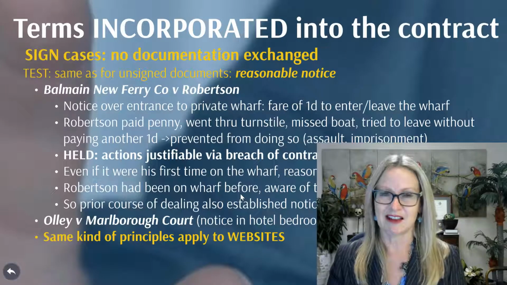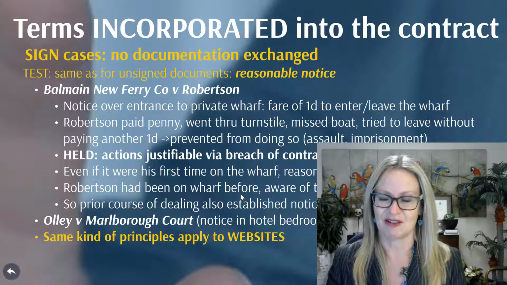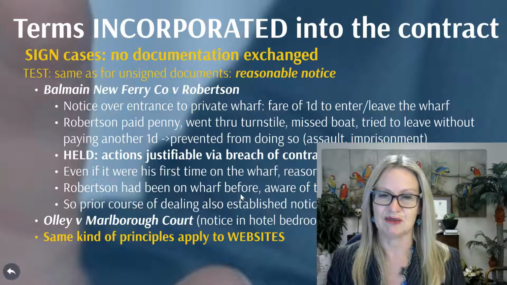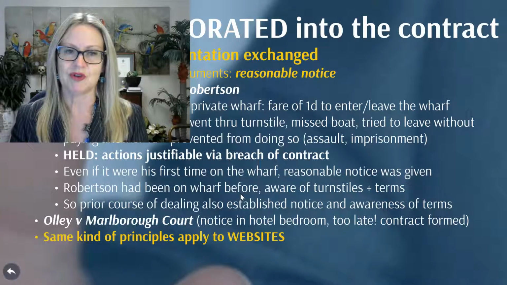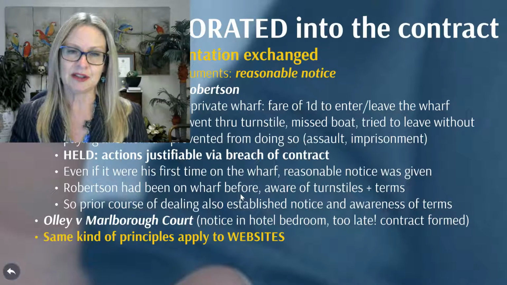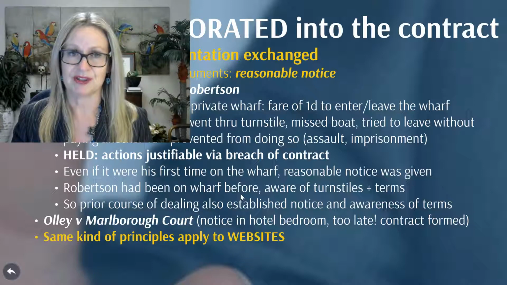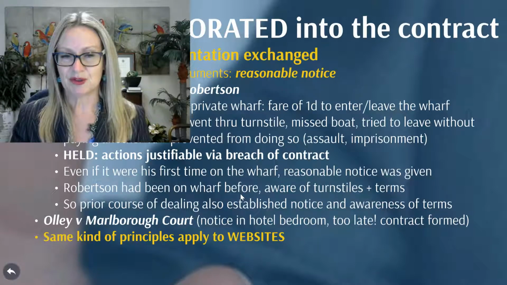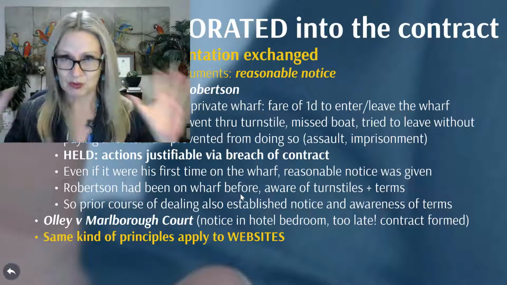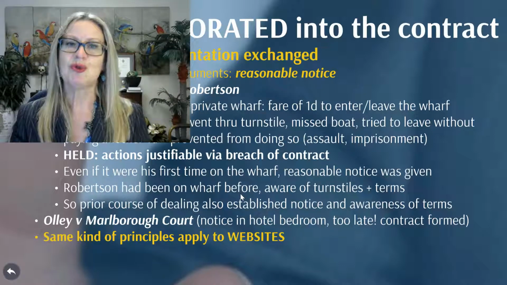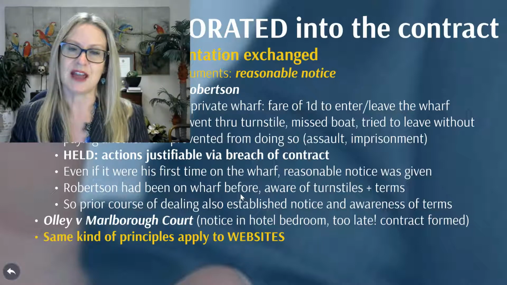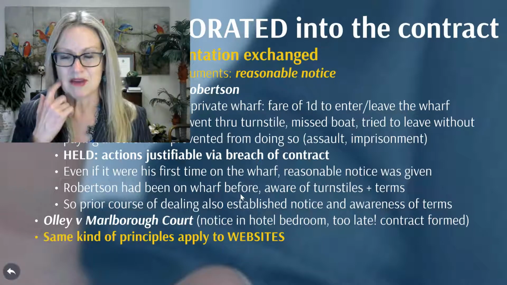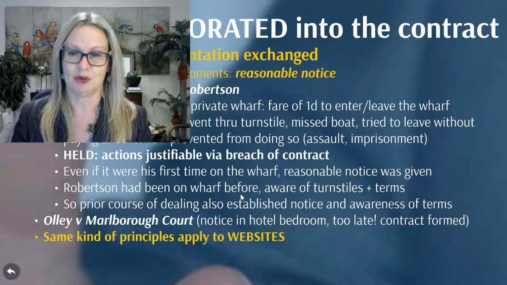It was held in that case that the actions of those people that prevented him from leaving without paying his penny were justifiable because of Mr. Robertson's breach of contract. They said he certainly had sufficient notice here, even if it was his first time on the wharf. The notice was quite prominent in terms of drawing reasonable attention to the terms that were on the notice and the requirement to pay your penny when you got onto and left the wharf.